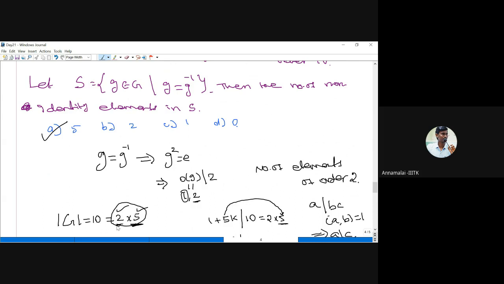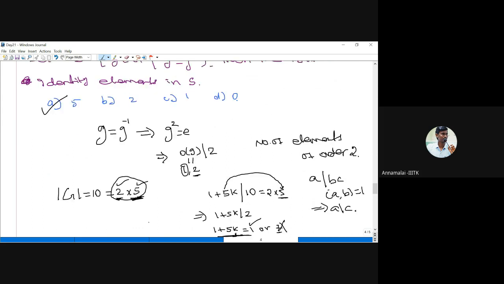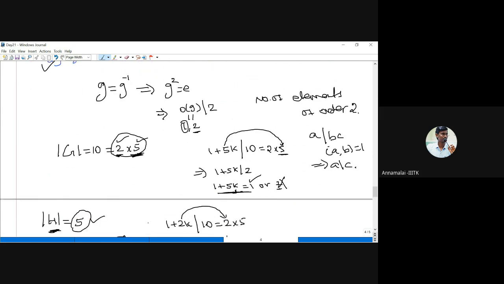Therefore, you have to find a 2-Sylow subgroup and a 5-Sylow subgroup. And then, case by case, you have to check whether 2-Sylow subgroups are possible or 5-Sylow subgroups are possible. You have to check. Okay, so this is the idea.